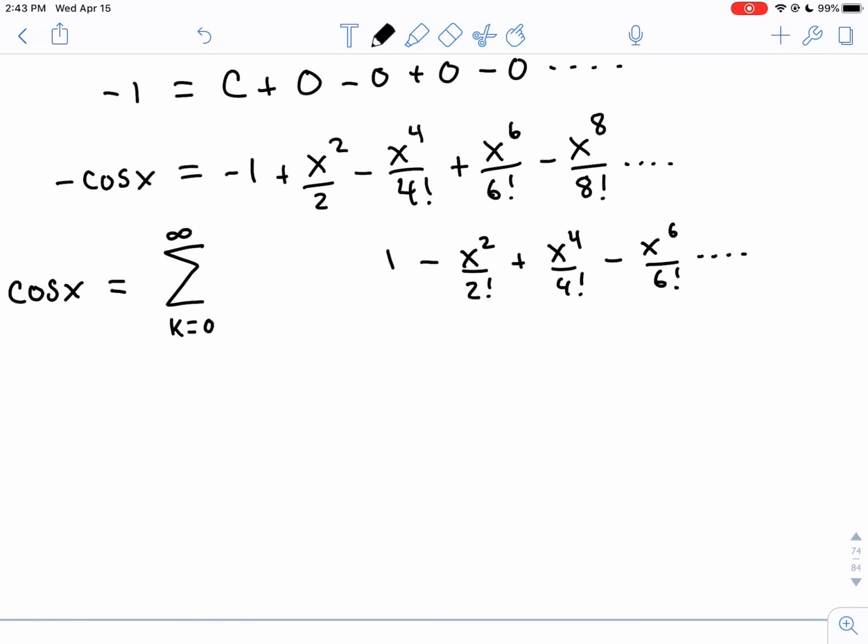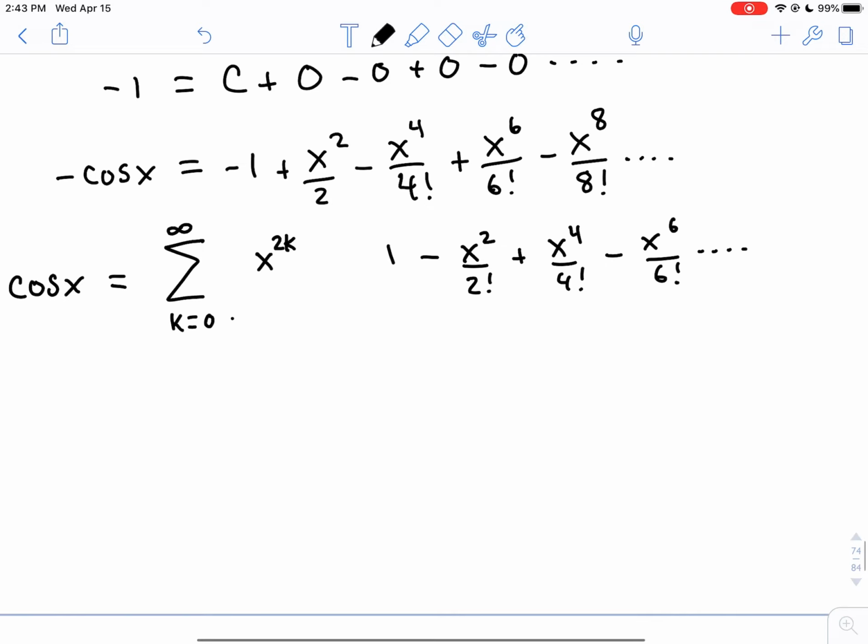K equals 0 to infinity, and we have even powers of x. So I see x, and to make an even number, it would be 2k. Let's just test it. If you plug in 0 first, you'll get x to the 0, which is 1. So that does give us this. That's good. When you plug in k equals 1 next, you get this one. Then k equals 2, then k equals 3, etc. So our powers of x look good.